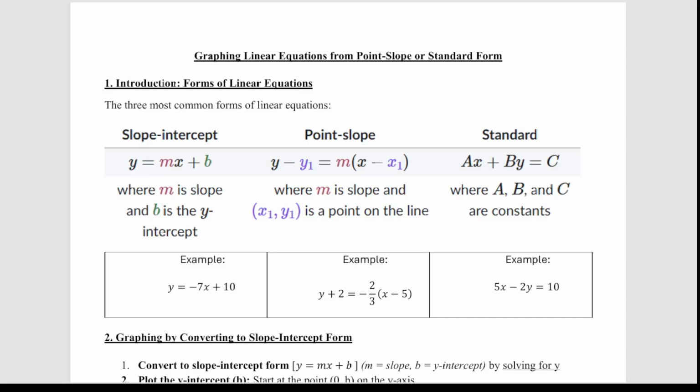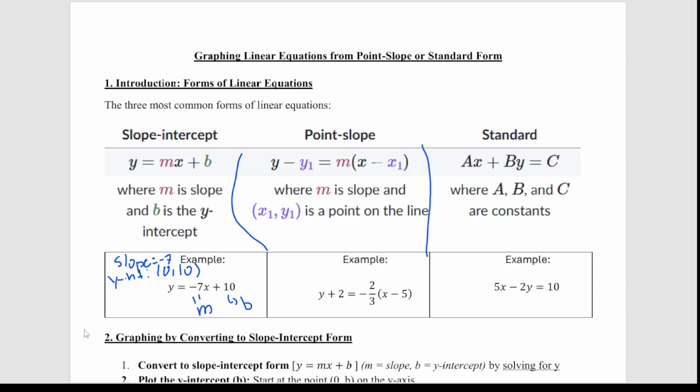Today we're going to be talking about linear equations that are given to you in other forms than slope-intercept form. Recall that slope-intercept form is when you have something given to you as y equals mx plus b, where m is always the number that's attached to x, and b is always the number that's by itself. So for example, in the equation y equals negative 7x plus 10, the slope would be negative 7, and the y-intercept would be the point (0, 10).